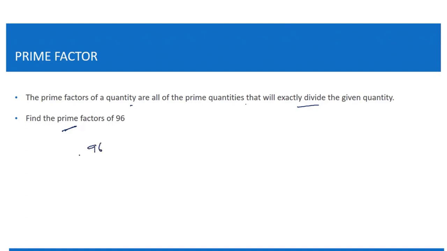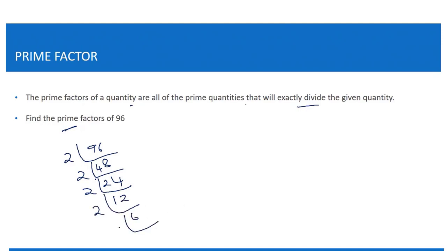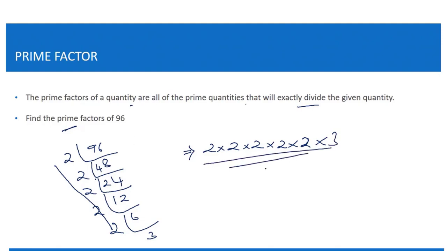Now let us check with 96. Start dividing like this. 2 4s are 8, 2 2s are 4, 2 12s, then again 2 6s, then again 2 3s. Now these are all prime numbers, right? So the prime factorization of 96 is 2 into 2 into 2 into 2 into 2, that is five 2s, into 3. This is called prime factors. Hope you understood.